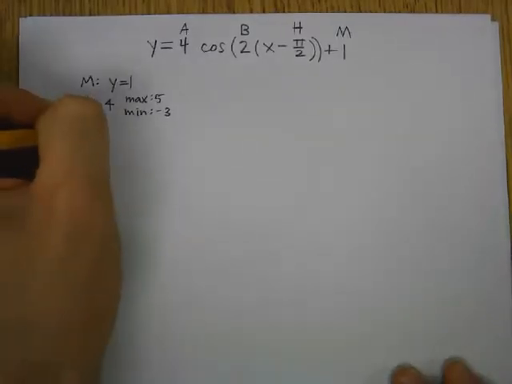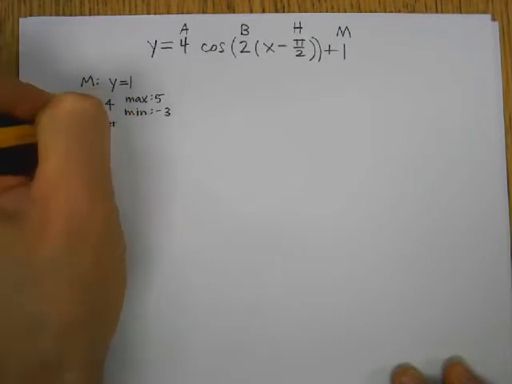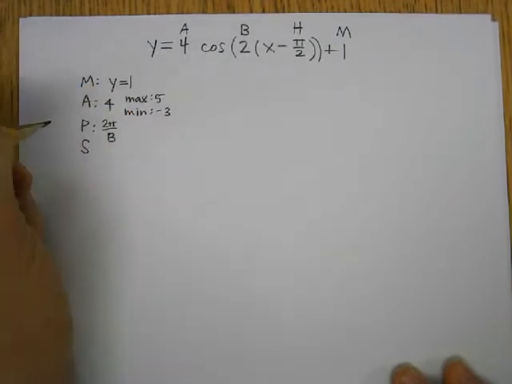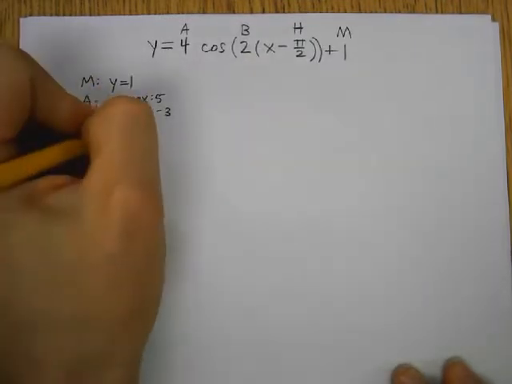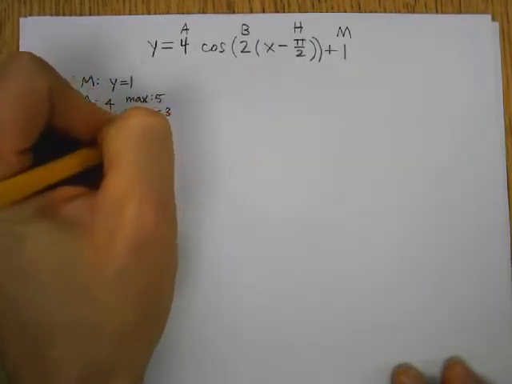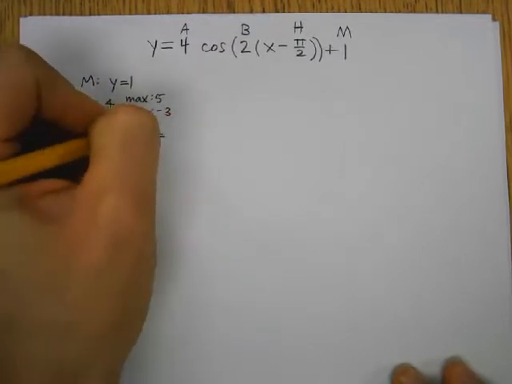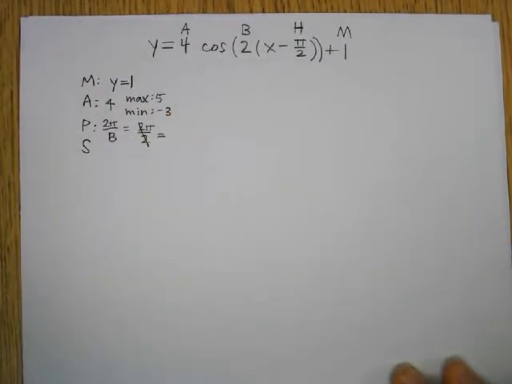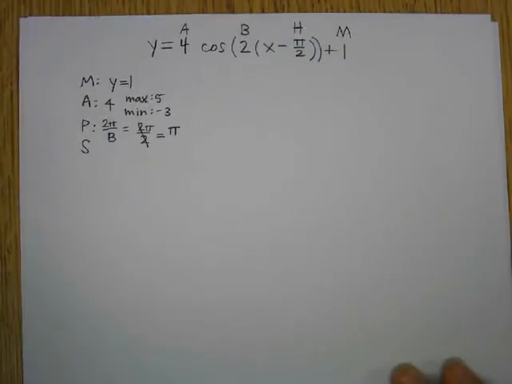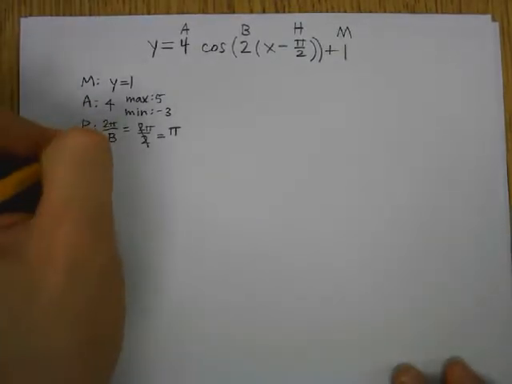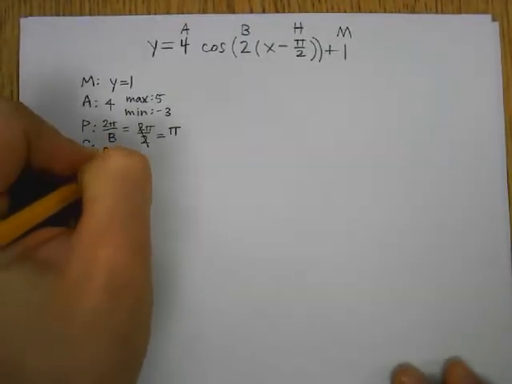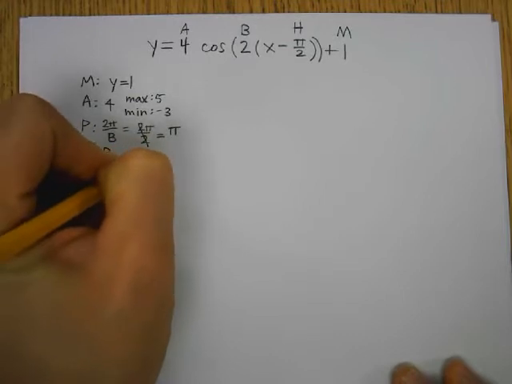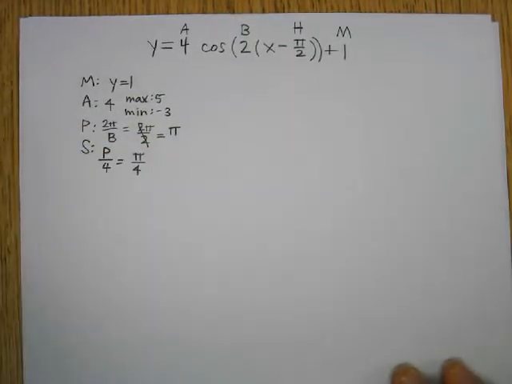My period is still given by the equation 2 pi over b. My b value is 2, so when I plug that in, 2 pi over 2, and simplify that, I'm left with just pi. And then my scale is going to be the period divided by 4. So in this example, it's going to be pi over 4.